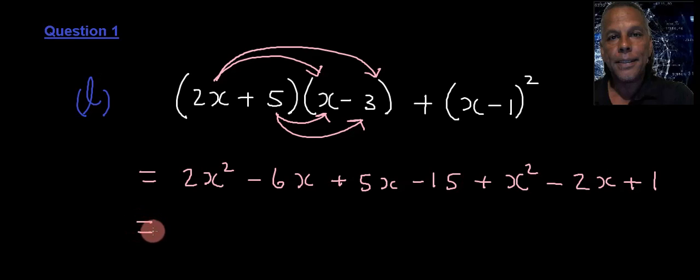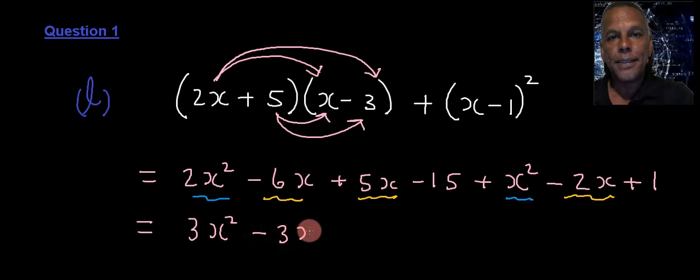Now we can add like terms. So 2x squared plus x squared is 3x squared. Then we have negative 6x plus 5x is negative 1x, minus 2x is negative 3x. Then negative 15 plus 1 is negative 14.